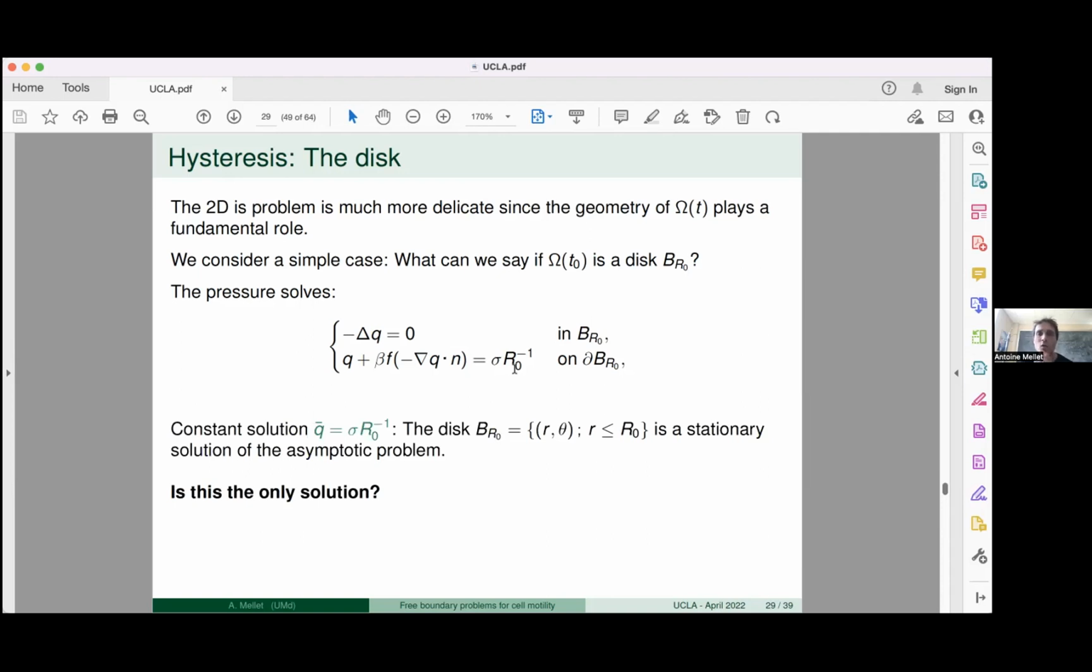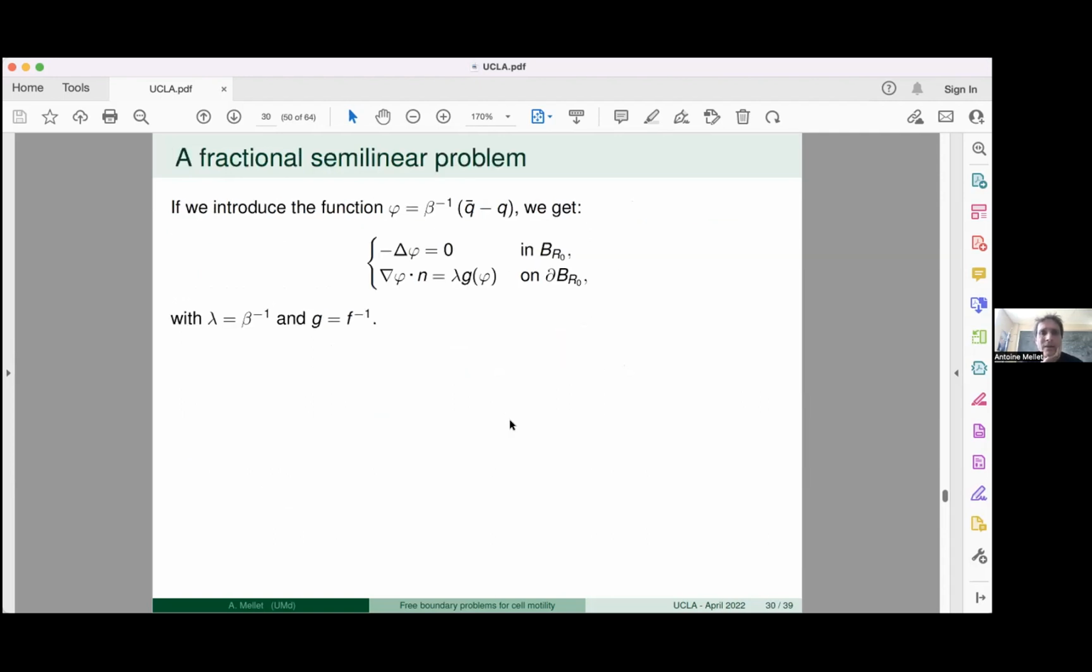Of course, we have the constant solution here. So if I take Q equal constant, the disk is a stationary solution. But is it the only one? You can transform the problem a little bit by introducing this function phi, which is basically the stationary solution minus Q. And then you can reformulate the problem like this in a way that's more familiar.